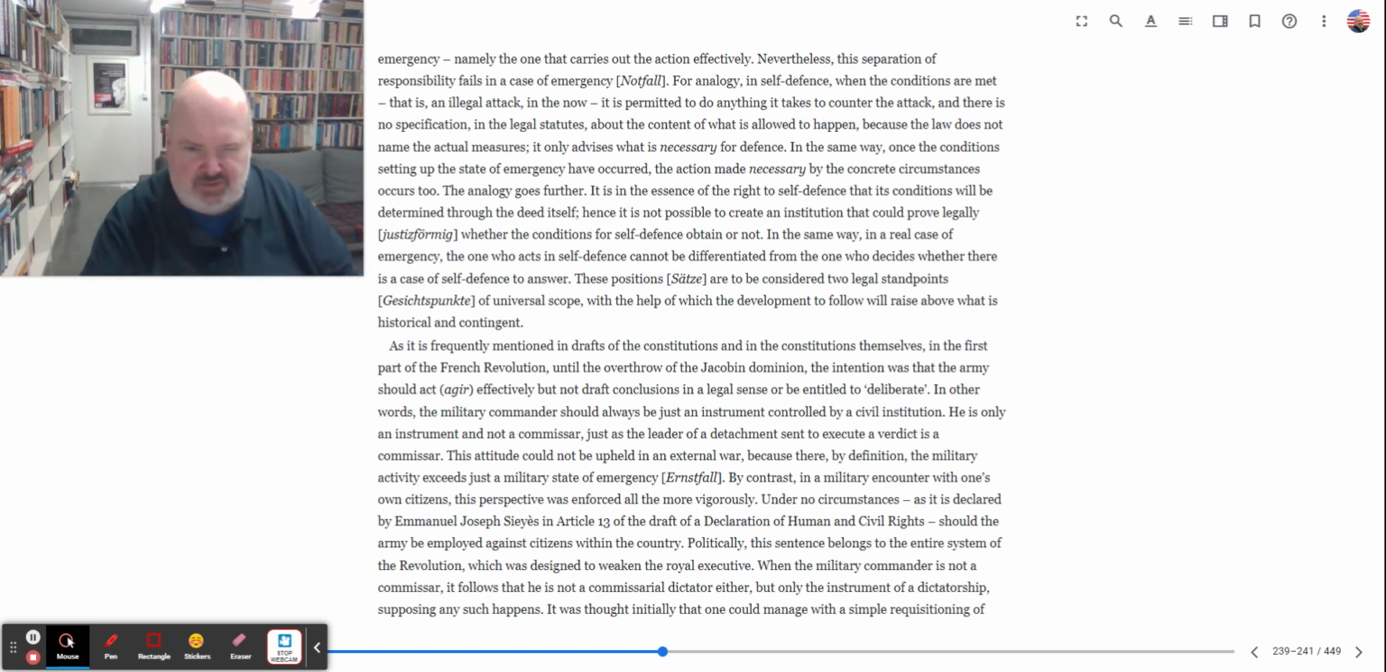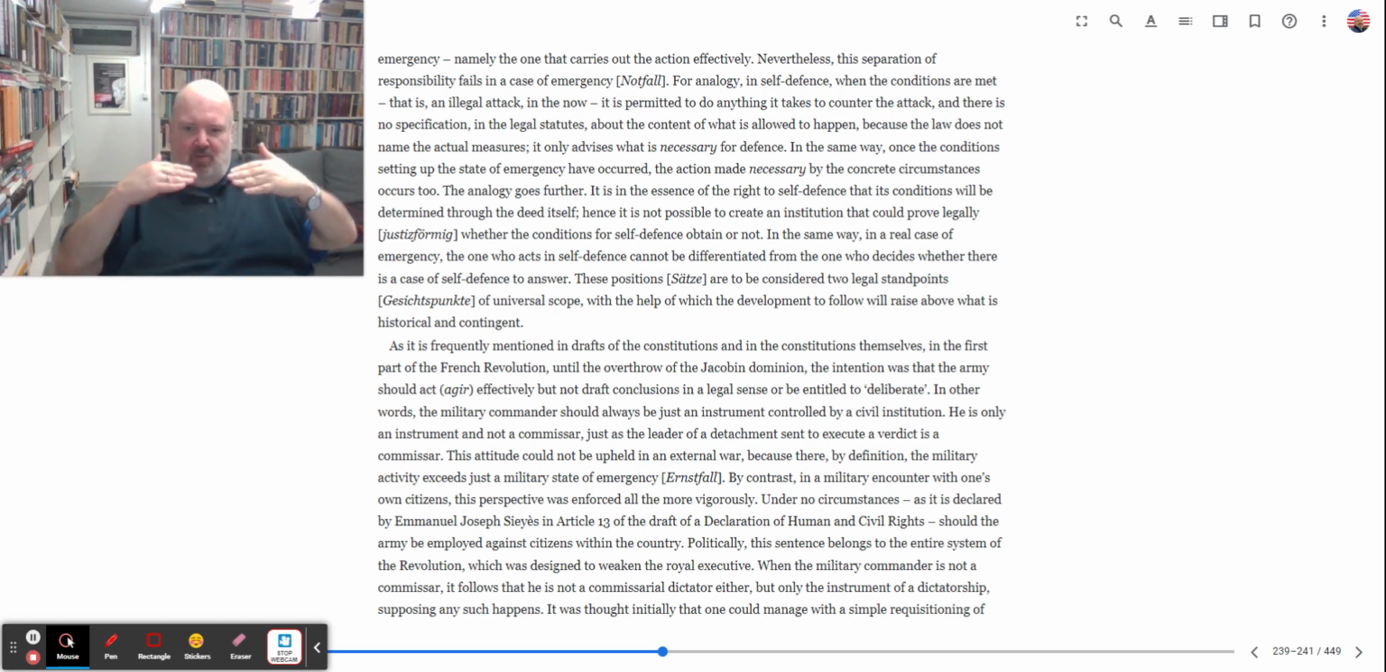This is a powerful translation. I think there's something wrong here. With the help of which the development to follow will raise above what is historical.